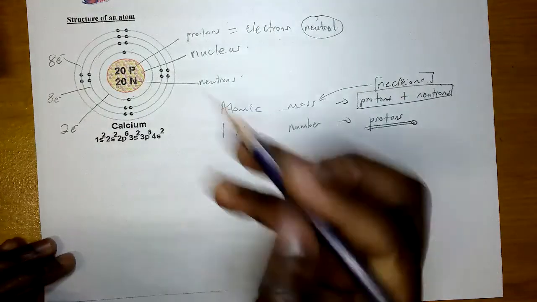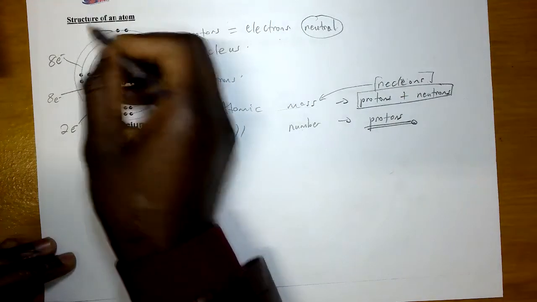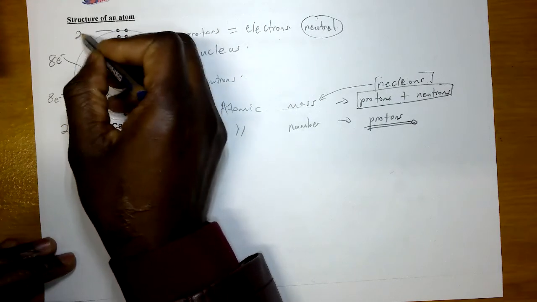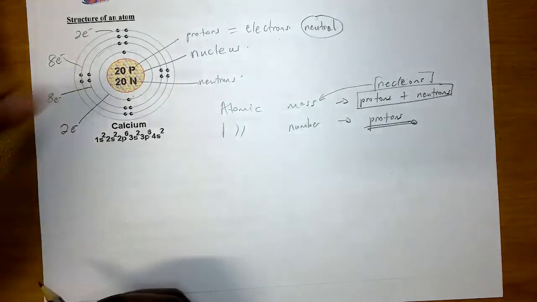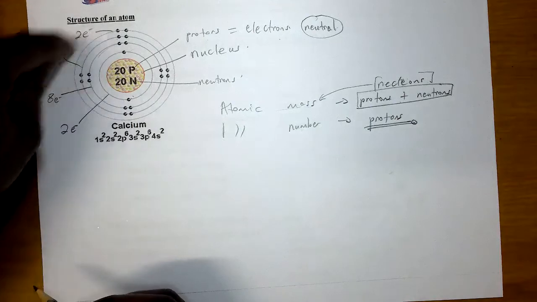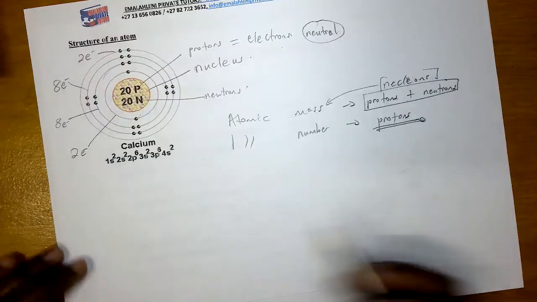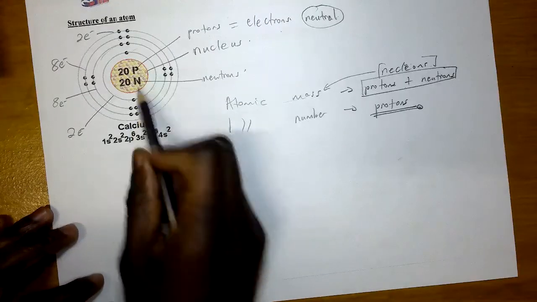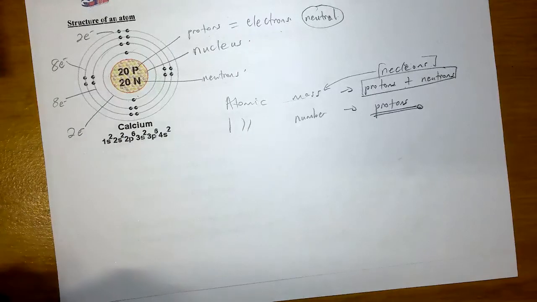And these 2 electrons are on the outer shell. So here is what we have. To make it 20, if we add this, we will actually get 20, which is your number of electrons.